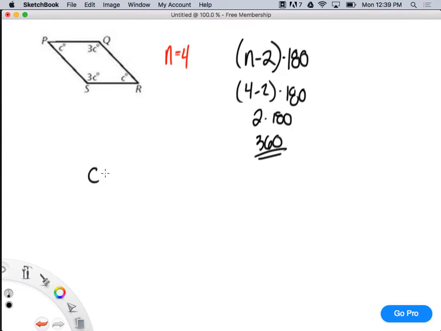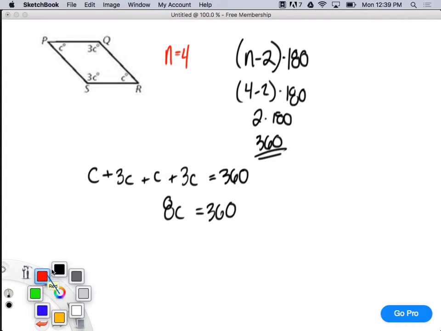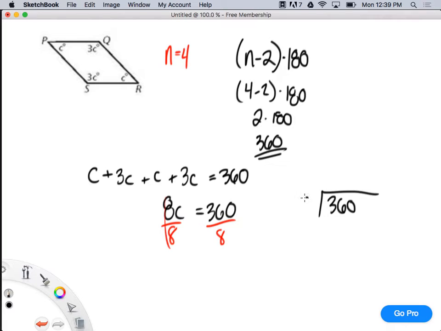So I get C plus 3C plus another C plus another 3C equals 360, or 1, 4, 5, 8C equals 360. Divide both sides by 8. And if I can't do that in my head, I can do long division. Does 8 go into 3? Does 8 go into 36? How many times? 4. 8 times 4 is 32. 36 minus 32 is 4. Bring the 0 down. How many times does 8 go into 40? 5. So C equals 45 degrees.